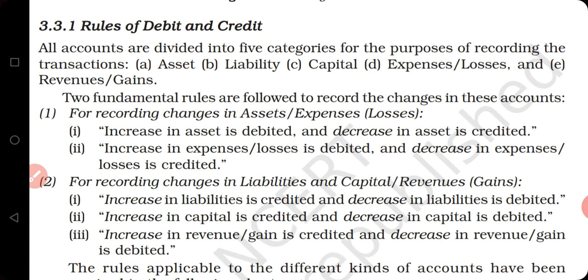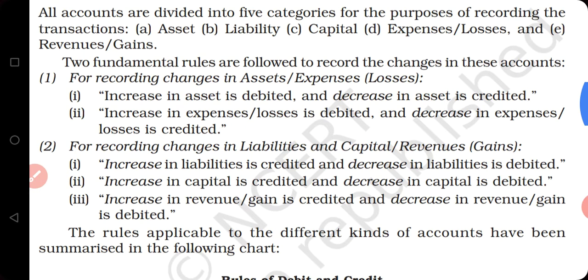So two fundamental rules are followed to record the change in these accounts. First, for recording change in assets, expenses, and losses. First of all, I am clearing here assets, which you use in business: once you buy them, you will use them for the long term, that is the fixed asset. Whether the assets are fixed or fluctuating, tangible or intangible, we are considering entire assets here. So this is the rule for all assets, all types of expenditure and all types of losses.